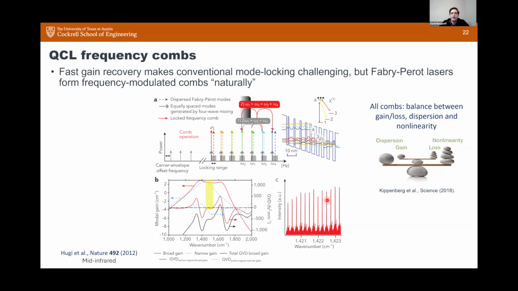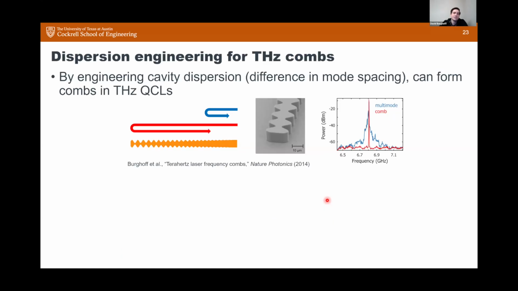One thing you can do in order to form combs, and this is what we showed in the Terahertz a little bit afterwards in 2014, is that by engineering the dispersion of these Terahertz QCL cavities, you can form relatively broadband combs covering the Terahertz range. One way of doing this is using these double chirped mirrors. The idea is to design a structure with a Bragg reflector that varies with position, so you can cause different frequencies to reflect at different positions inside the Bragg reflector.